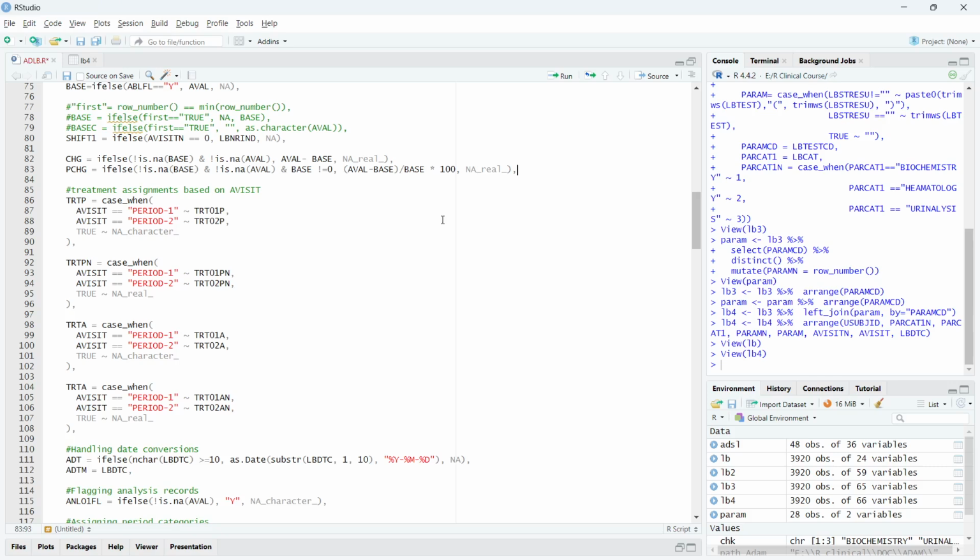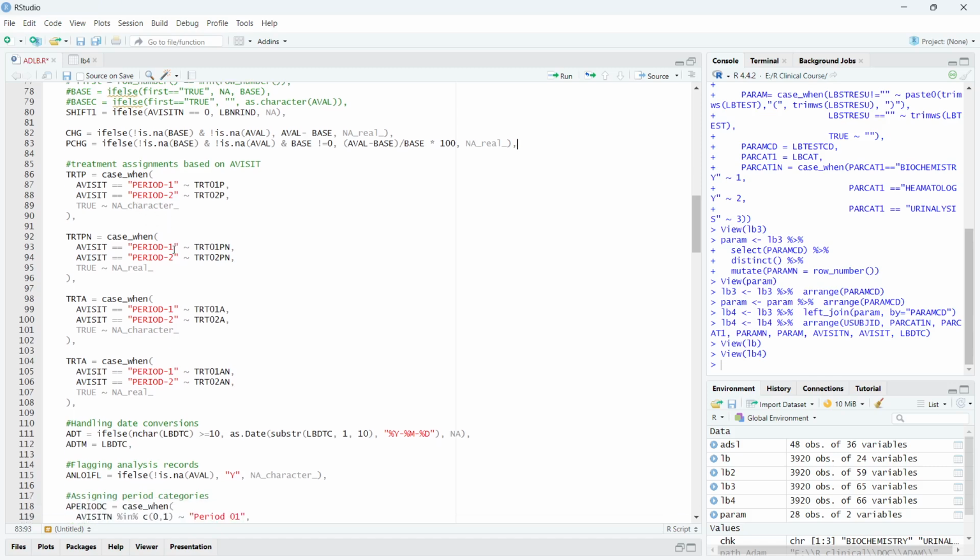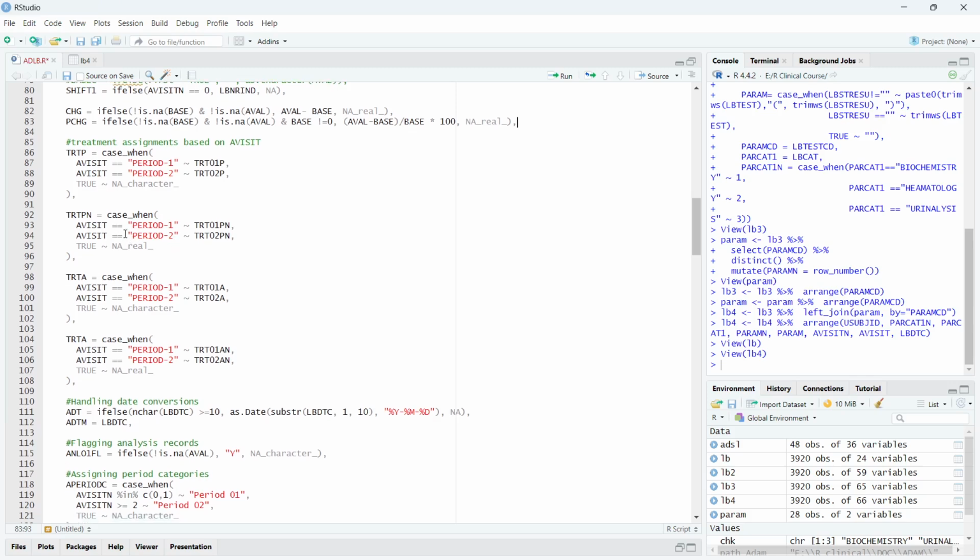So thereafter, the next one is the treatment assignment based on the A visit. So for the laboratory, if A visit equal to period 1, then we consider the planned period 1 treatment. And if A visit equal to period 2, then we give the value as treatment 0 to P, and else we give missing in character format. Then we do similarly: if it is period 1, then we give it as TRT01P and the numeric format, and TRT02PN if A visit is equal to period 2.